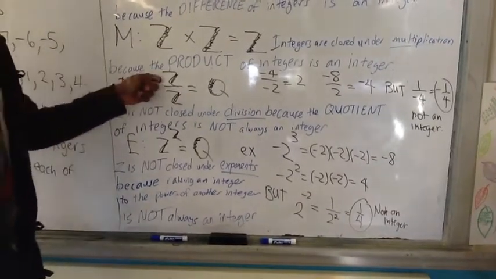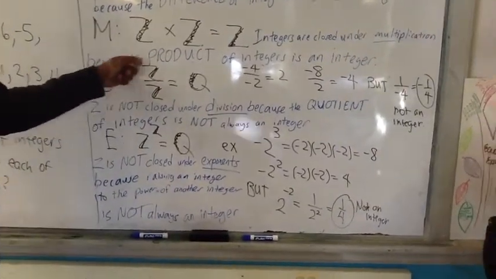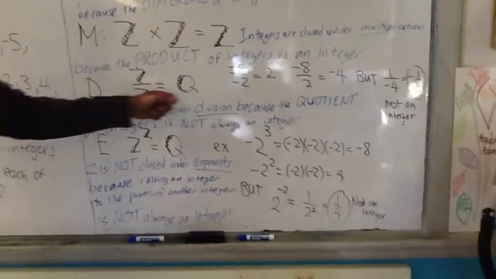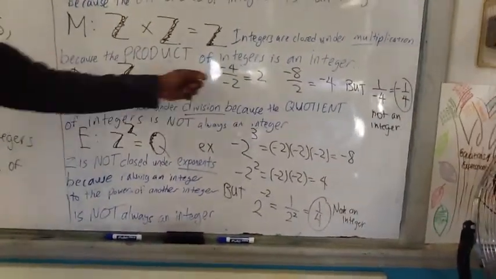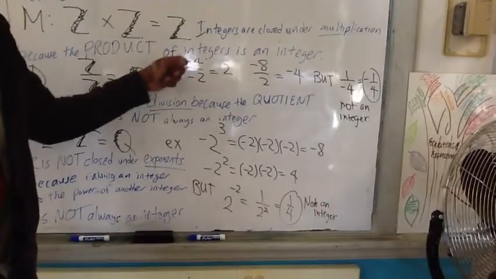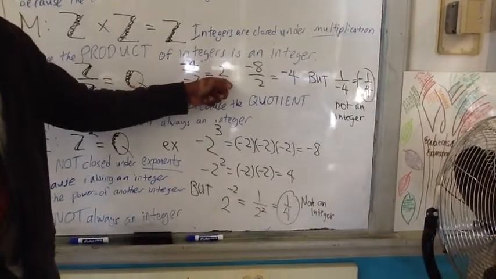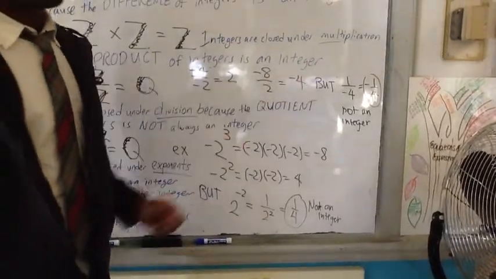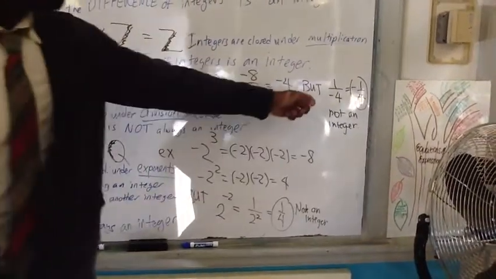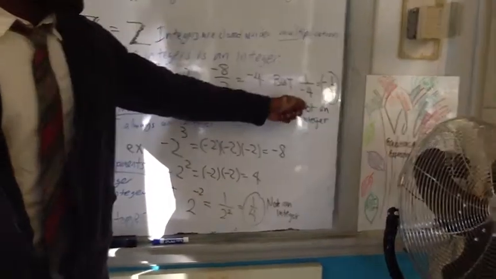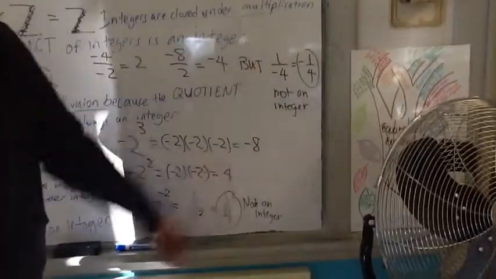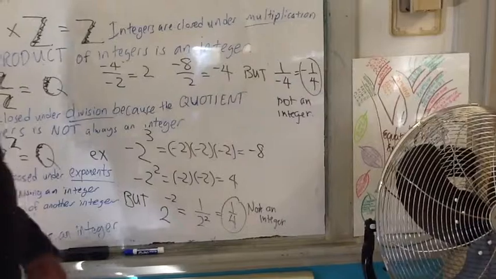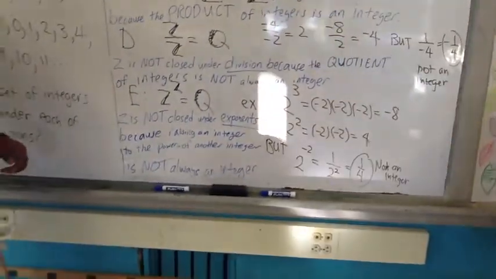For division, we see that Z divided by Z again looks like a fraction, and the result is rational. If we look, we see negative 4 and negative 2 are integers. When we divide them, we get 2, which is an integer. Negative 8 and 2 are integers, and when we divide them, we get negative 4, which is an integer. But if we took 1 and divided it by negative 4, we actually get negative 1/4, which is not an integer.